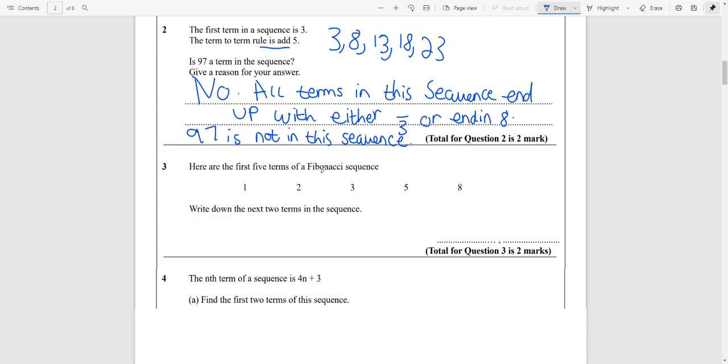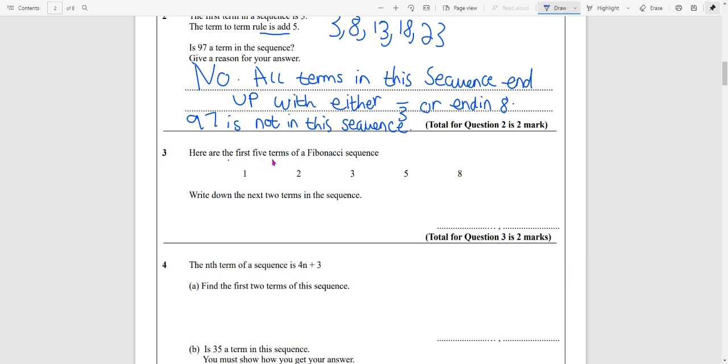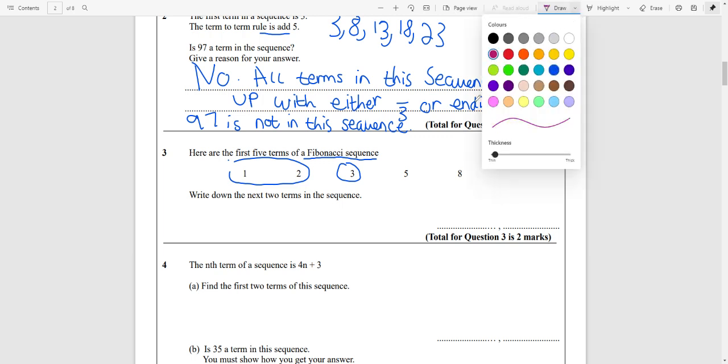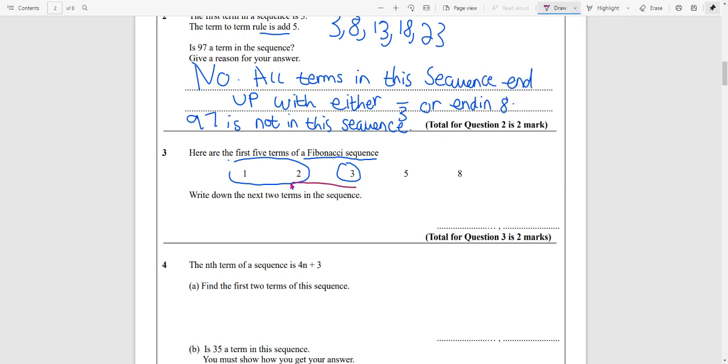Okay, question number 3. Here are the first 5 terms of a Fibonacci sequence. With the Fibonacci sequence, the first 2 terms add up to give you the third term. So 2 plus 1 will give you the third term, which is 3. Then 3 add 2 is going to equal 5. Then 5 add 3 is going to equal 8. Write down the next 2 terms in the sequence.